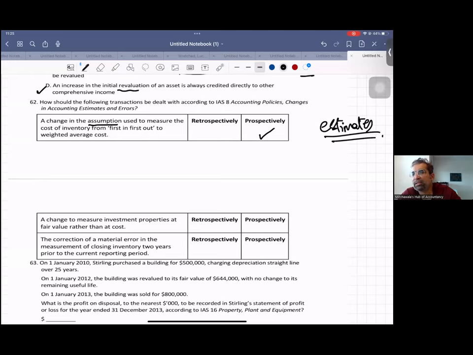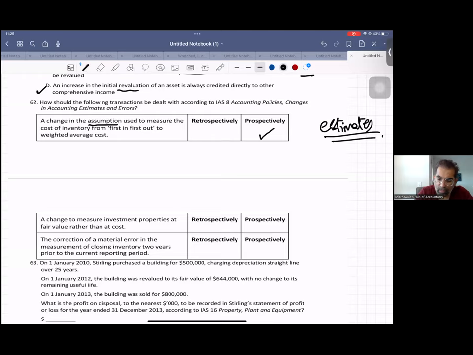You can go and read my lecture, you can go and read the study text. The word assumptions is specifically used with estimates, with changes in accounting estimate. Don't forget this. Now, a change to measure the investment properties at fair value. Yes, this is a change in accounting policy.